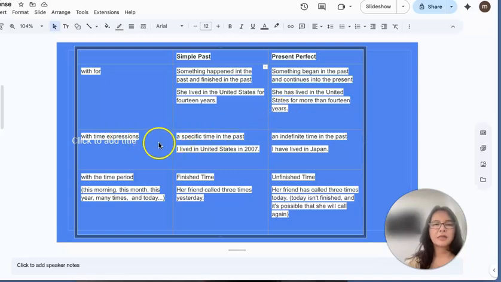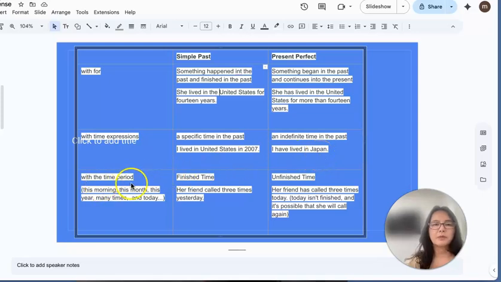And with past time expressions like "in 2007," "yesterday," "last week," "last month," those are specific time expressions, so we have to use the simple past. And when we talk about something that happened at an indefinite time in the past, we use present perfect tense to express our experiences. I have lived in Japan, right?